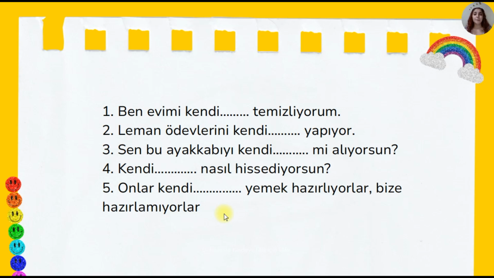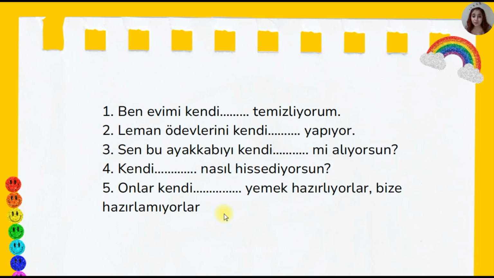Okay, let's start. Ben evimi kendim temizliyorum. Kendim temizliyorum. I'm cleaning my house by myself. And it is just by myself. That's why it is just kendim. There is no more suffix. Leman ödevlerini kendisi yapıyor. He or she, Leman is she, okay. And she is doing her homeworks by herself. Kendisi. That's it.